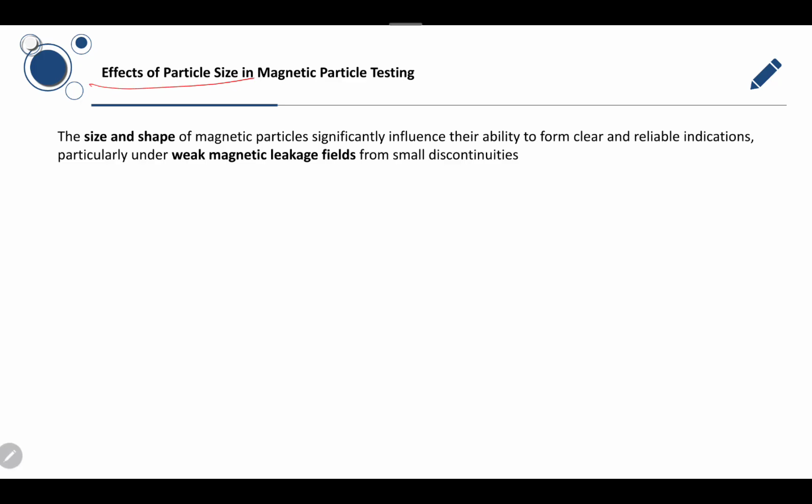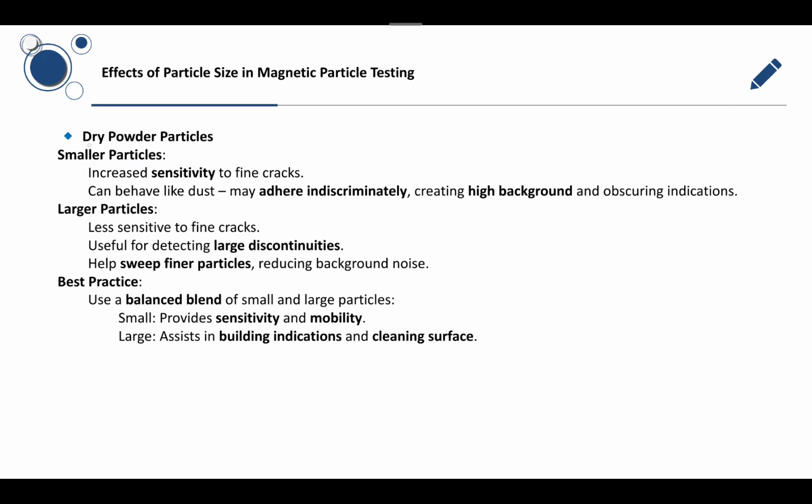Effects of particle size. The size and shape of magnetic particles significantly influence their ability to form clear and reliable indications, especially when dealing with weak magnetic leakage fields from small discontinuities. So, next one is dry powder particles. Smaller particles offer increased sensitivity to fine cracks. Imagine a very tight, hair thin crack. Smaller particles can better enter and define that flaw. However, they can behave like dust, meaning they may adhere indiscriminately to the surface, creating high background noise and potentially obscuring actual indications.